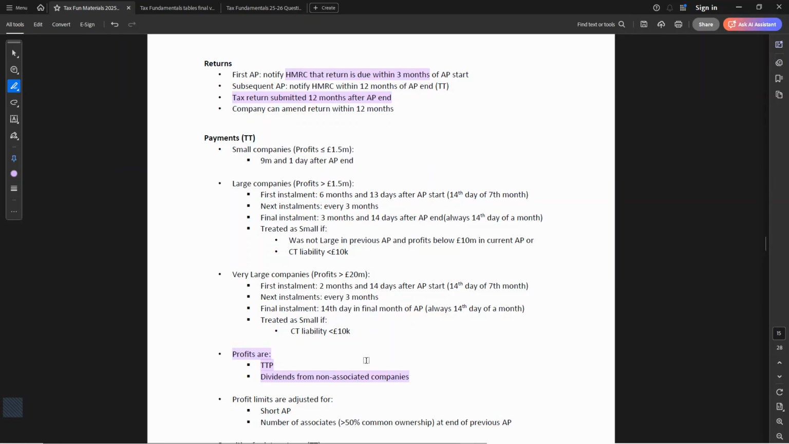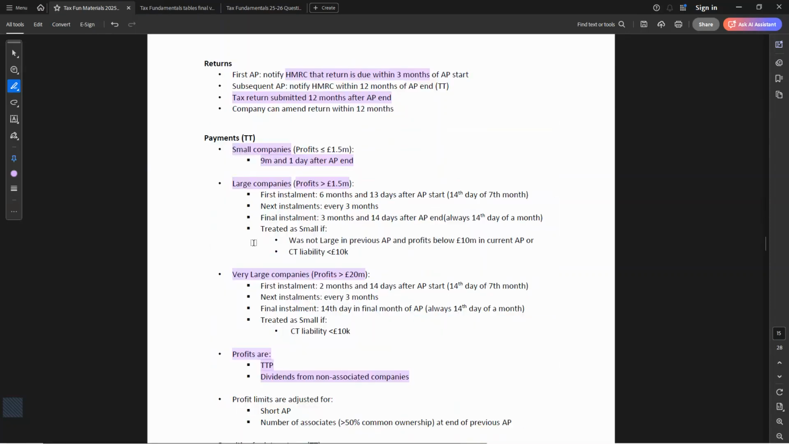So once you've got your augmented profits, you compare the augmented profits to 1.5 million. If it's 1.5 million or below, then the company will be deemed to be a small company and the tax will be due 9 months and 1 day after the accounting period end. If the profits are above 1.5 million, then the company is deemed to be a large company, and if they are above 20 million, the company is deemed to be a very large company.